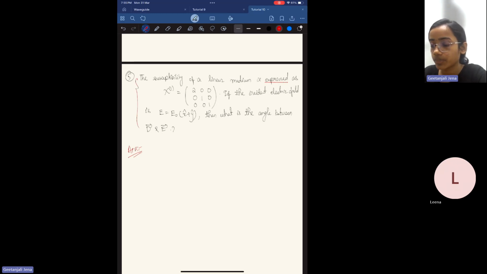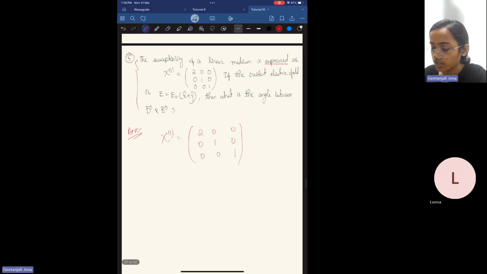It is given the susceptibility of a linear medium is expressed as, the matrix form of chi1 is given: 2 0 0, 0 1 0, 0 0 1. And the incident electric field is also given, which is E0 (x plus y) times k. And the question is asking what is the angle between D and E. D is nothing but the electric displacement vector and E is the incident electric field.